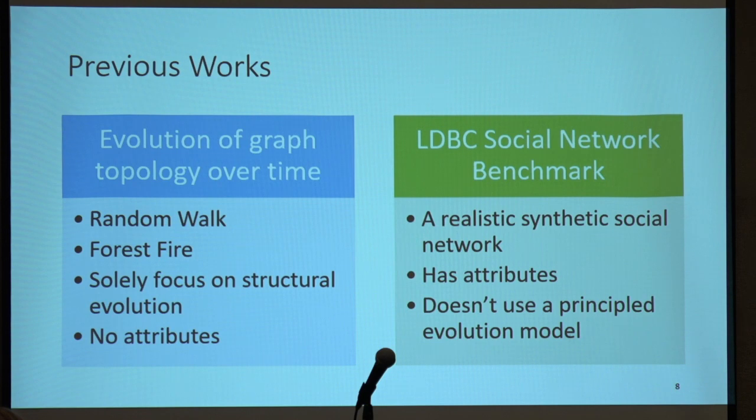Another interesting work is the LDBC social network benchmark. I think there have been a few talks on that at SIGMOD this year. They generated a realistic synthetic social network with attributes and different types of entities. The missing part of their model for us was that they're not using any principled evolution model. They just generate timestamps in an almost random way.